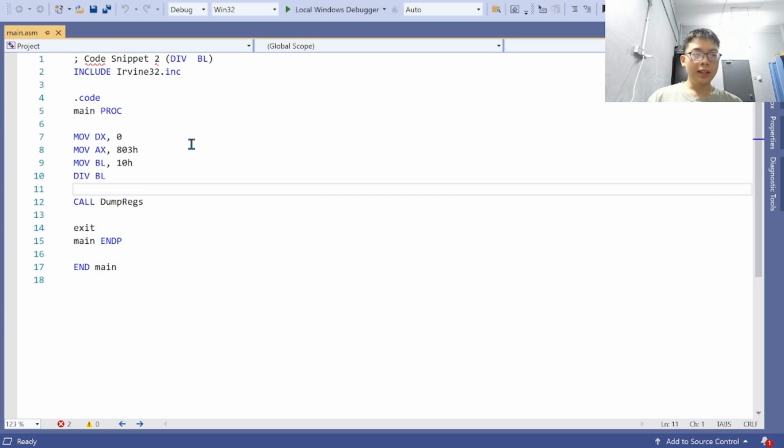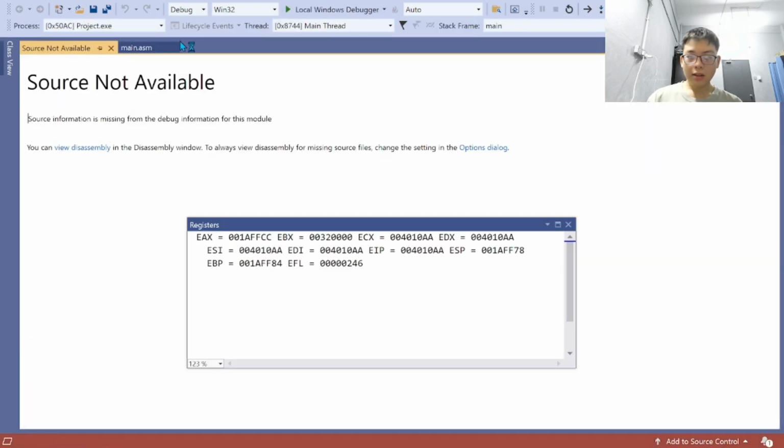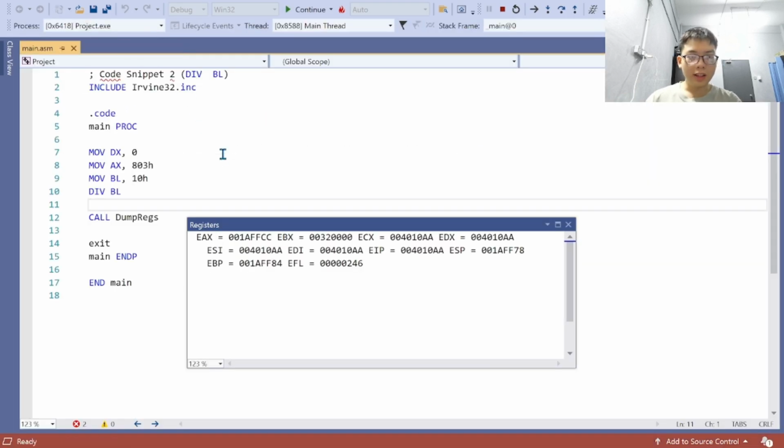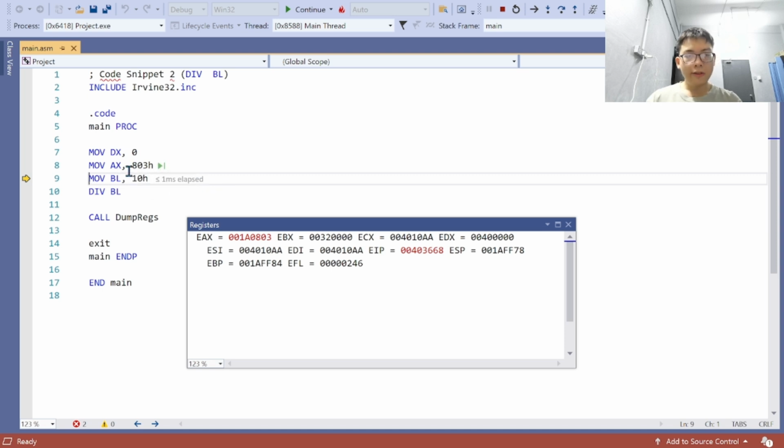For question 6, we didn't declare any variable because we use immediate addressing. First, step over to debug, and step over again. The first line is move 0 into DX, and after execute this line, the DX becomes all 0. And the second line is move 803 into AX, and after execute this line, the AX becomes 0803. And the third line moves 10 in hexadecimal into the BL. After execute this line, the BL becomes 10.